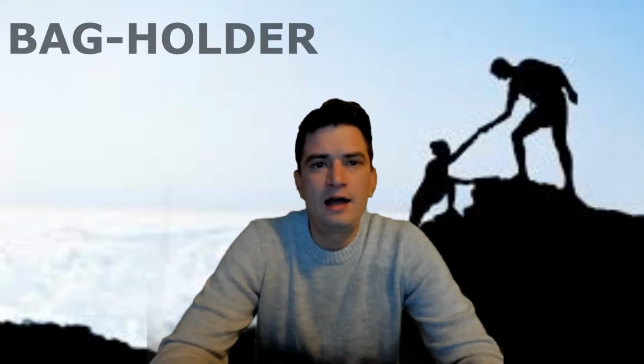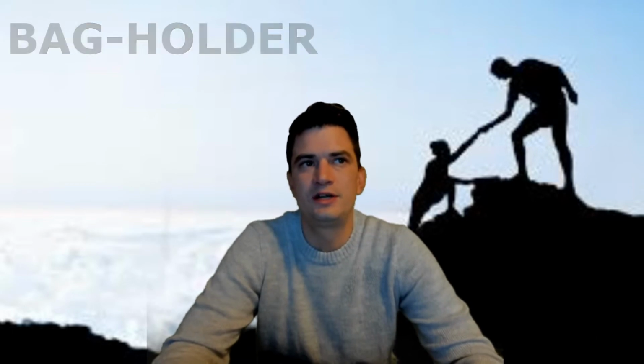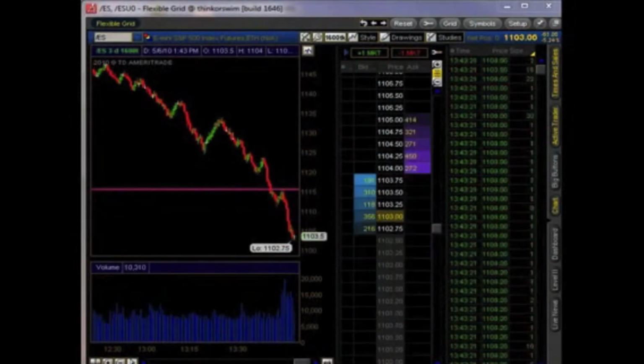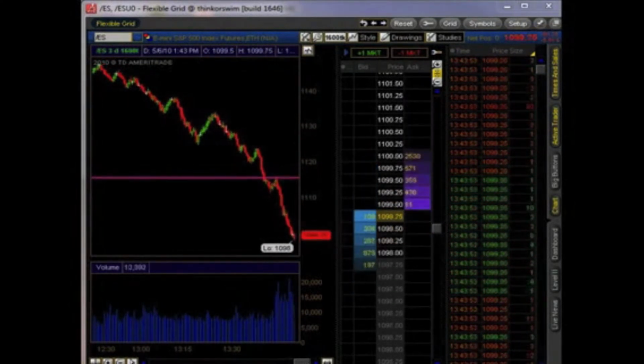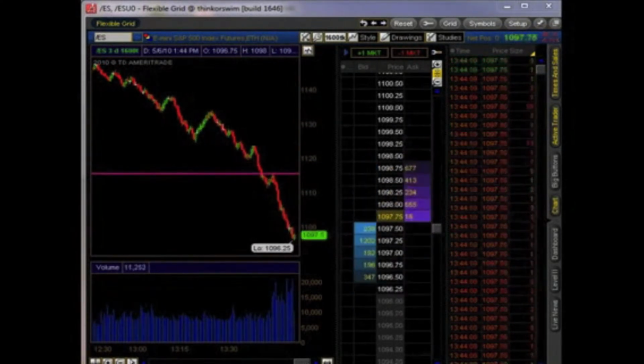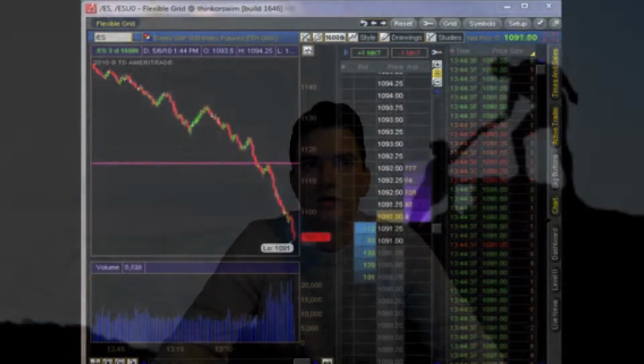All right, guys, number two, we have bag holder. A bag holder is an informal term used to describe an investor who holds a position in a security that decreases in value until it descends into worthlessness. In most cases, the bag holder stubbornly retains their holdings for an extended period, during which time the value of the investment goes to zero.